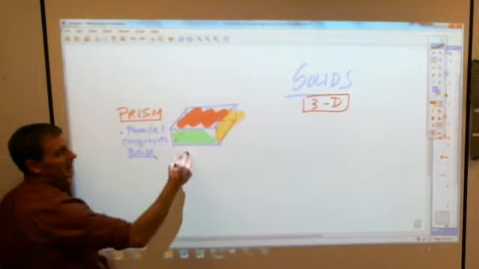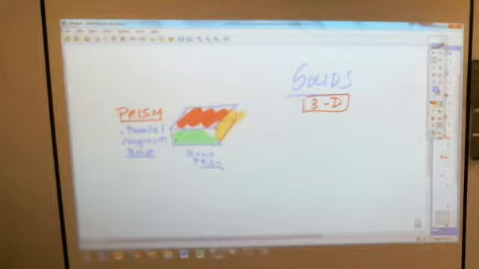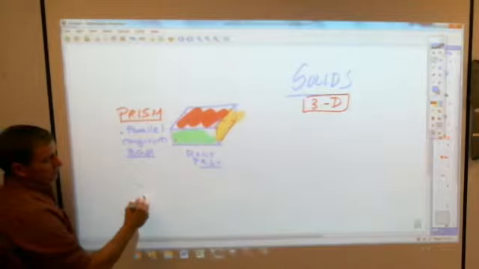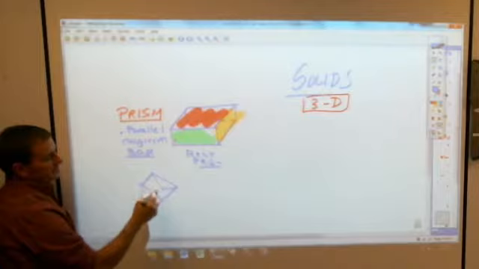Now, the deal with that, though, is don't get that in your mind, because if I was building a triangular prism, prisms are named based on their bases. You have to then start with a triangle. Let's just go with an easy one. Here's a triangle. If you draw another triangle just like it, up and over, and connect the corresponding sides, you will get a triangular prism there.